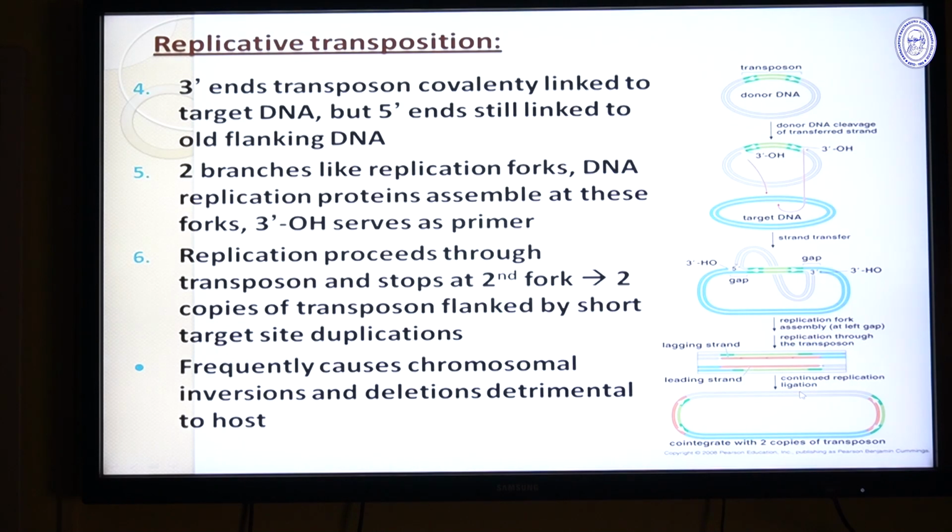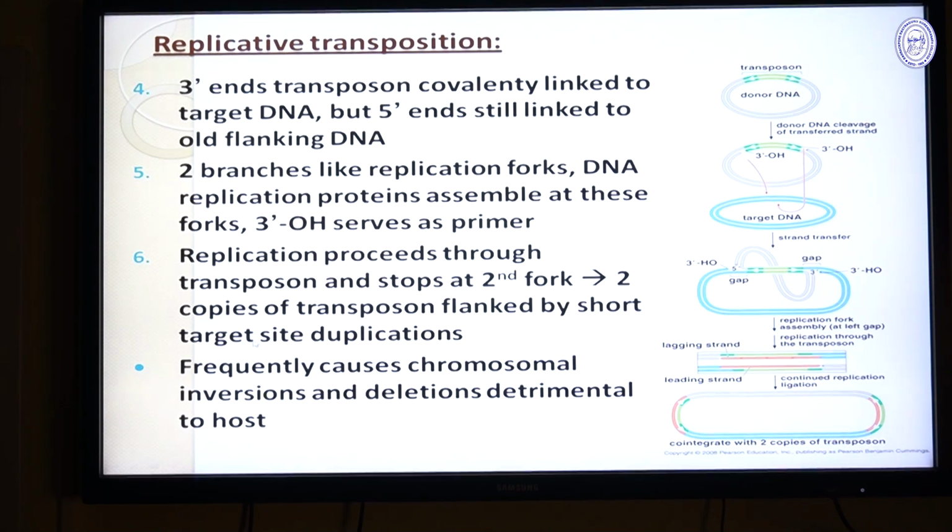There is nick sealing, there is ligation, there is recombination if there is any kind of double-stranded breakage, and finally this co-integrate, you can see, is carrying the two copies of the transposon, and the donor and the target DNA are also attached to each other. After this they are again separated from each other, and the donor carrying its own DNA transposon gets separated from the target, which now is able to carry a new copy of the transposon.